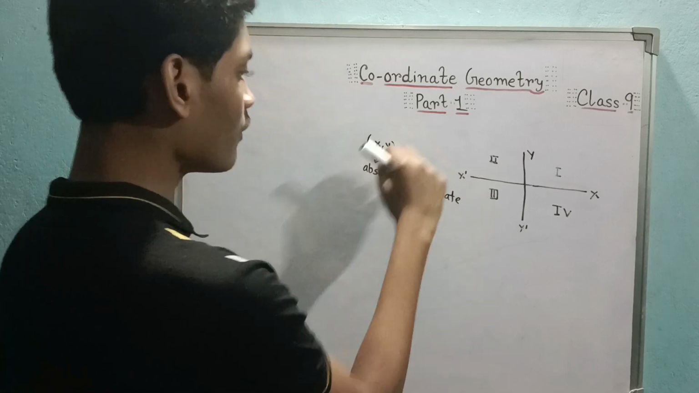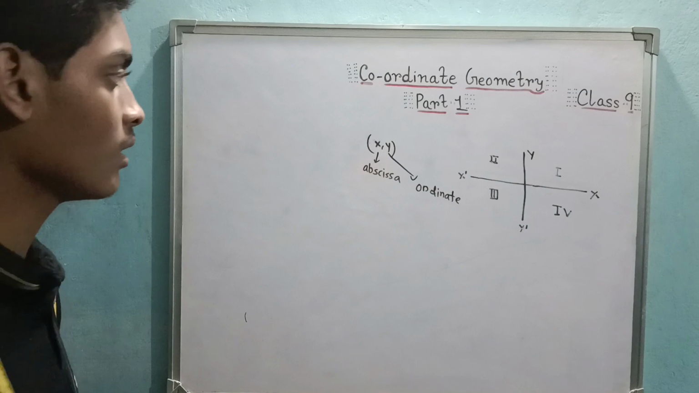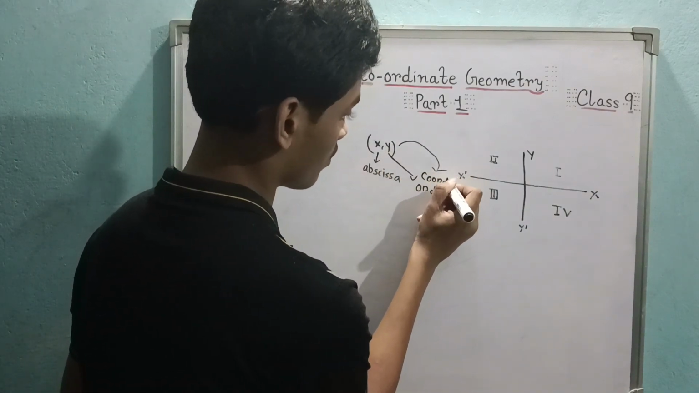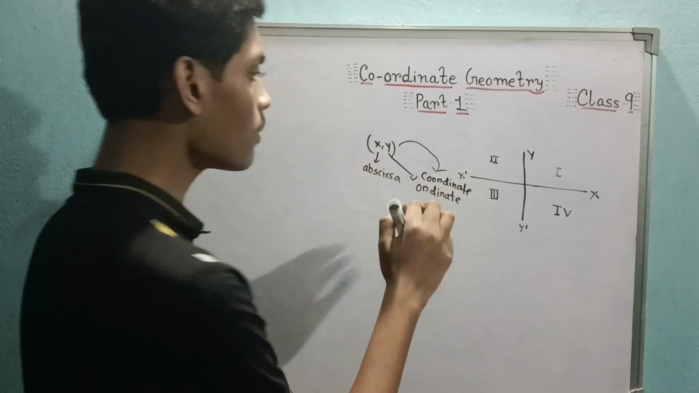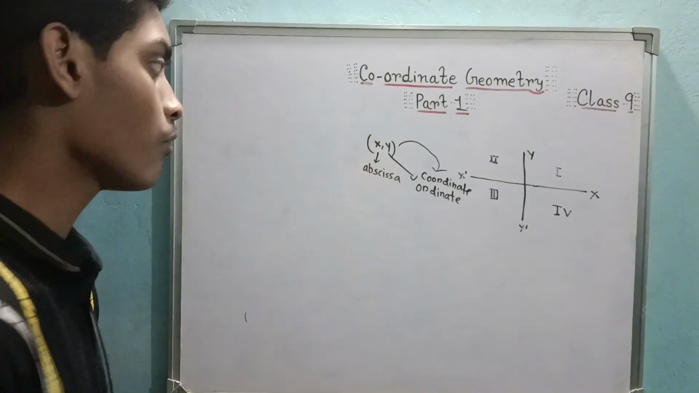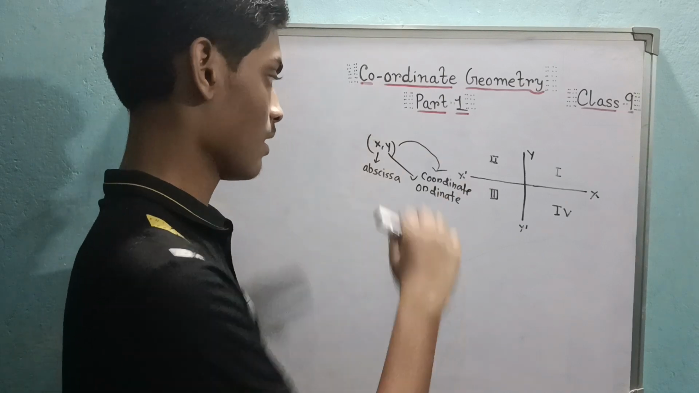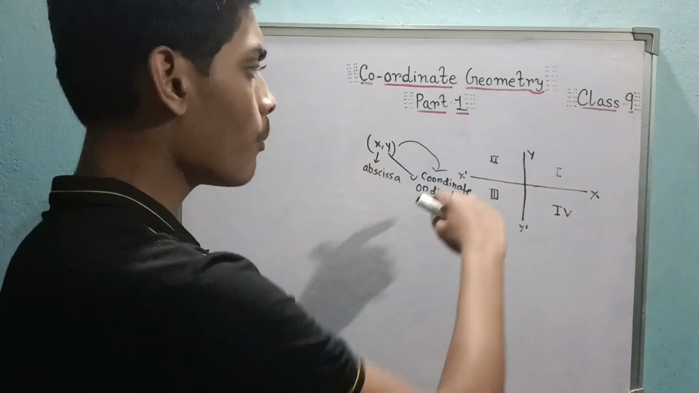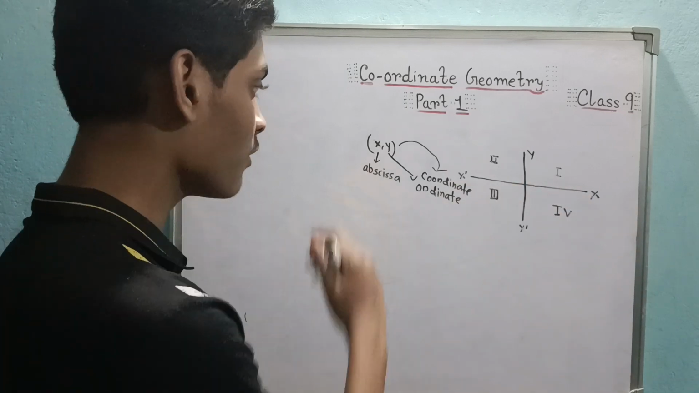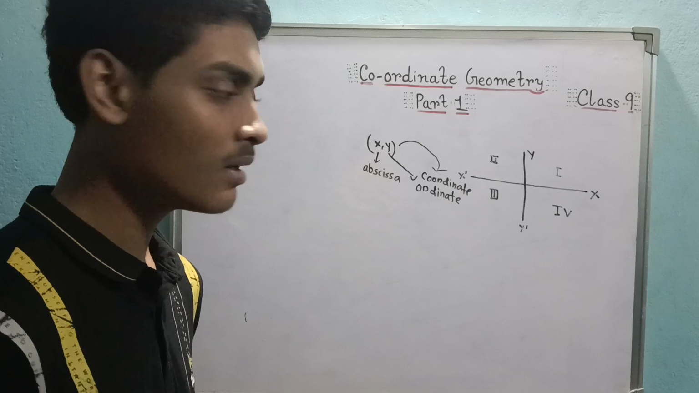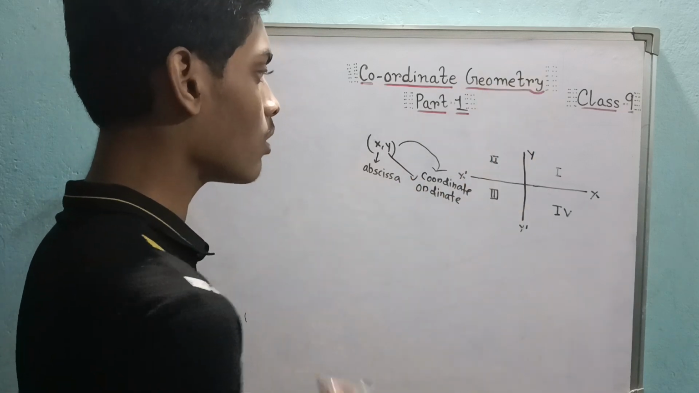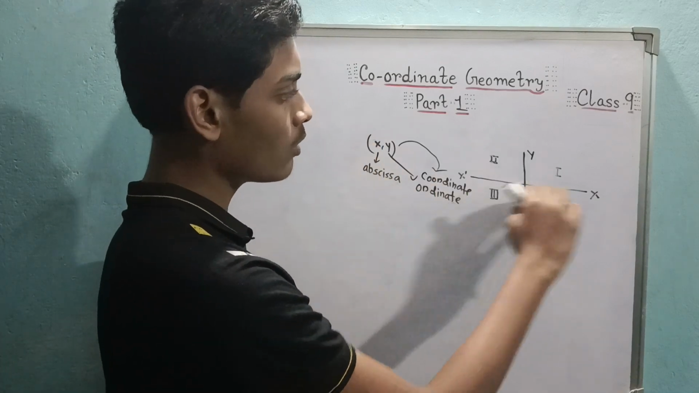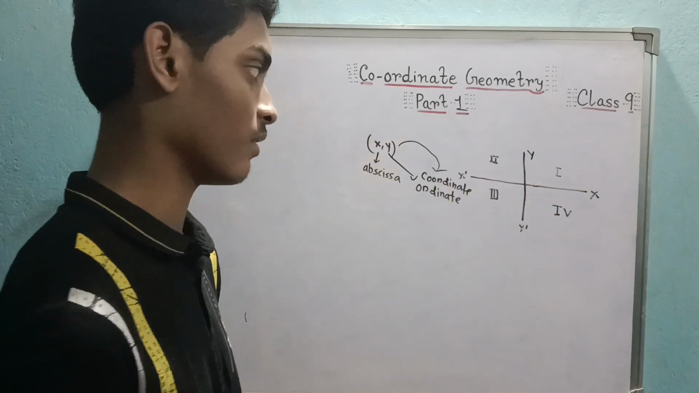Always remember, this whole together is called a coordinate. Always remember, a coordinate point is always formed how? First x-axis, then y-axis. First abscissa, then ordinate. So that means all the points on the x-axis are called abscissa, and all the points on the y-axis are called the ordinate, because x is the point on the x-axis and y is the point on the y-axis.